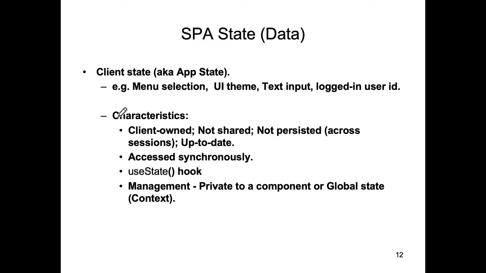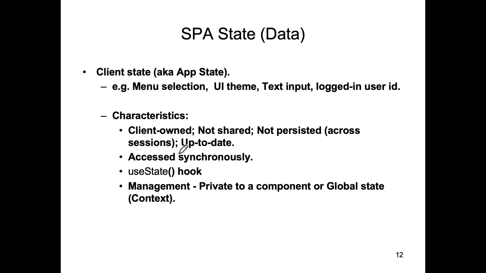Some characteristics of client state data are the following. It's owned by the client and it's not shared at all. It doesn't share with any backend, or with other clients. It's not persisted anywhere, so once you shut down the browser and bring it back up again, you've lost it, assuming we're not using local storage or anything like that. You lose the data from one session to another. It's always up to date because it is just local to the client anyway.